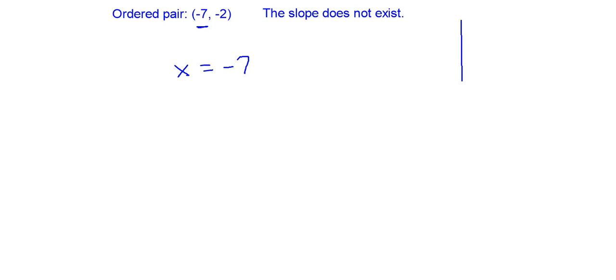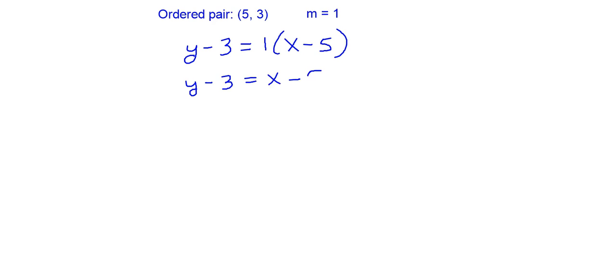Let's look at another example. Let's say we're given the point 5, 3 with a slope of 1. So our equation is going to be y minus 3 is equal to 1 times x minus 5. If we distribute the 1, we're left with y minus 3 is equal to x minus 5. You don't have to write the 1 in front of the x. And we're going to combine like terms, so let's add 3 to both sides. So we're left with y is equal to x minus 2. And that's our equation.